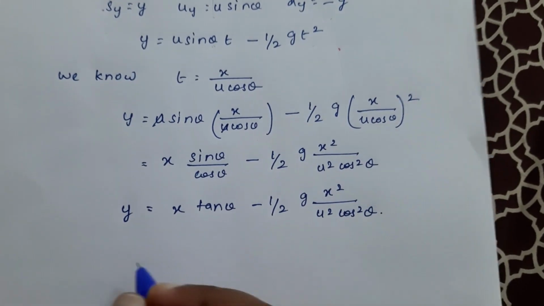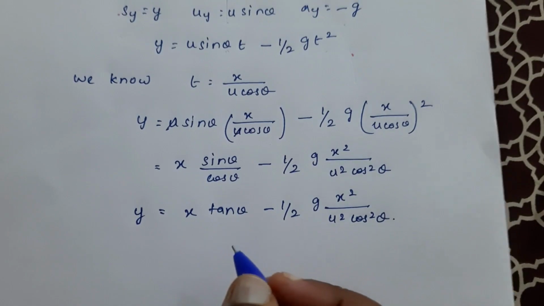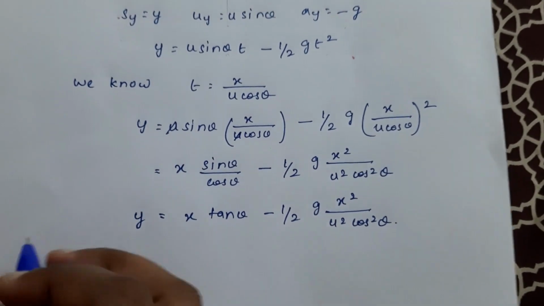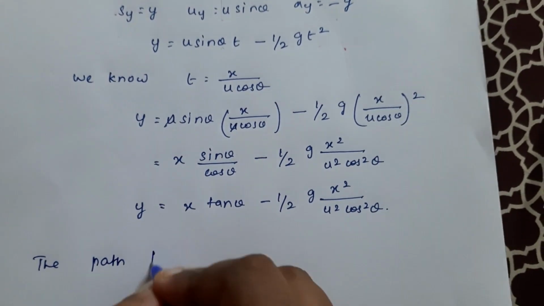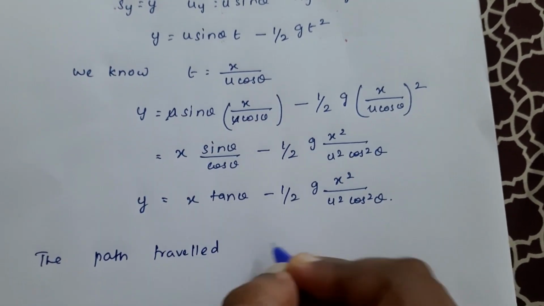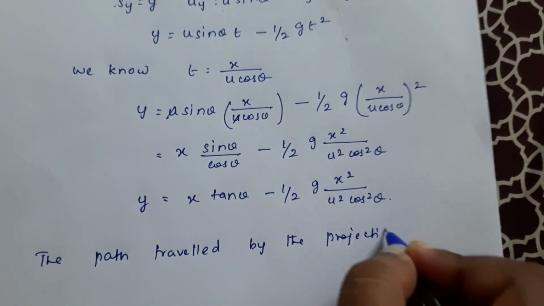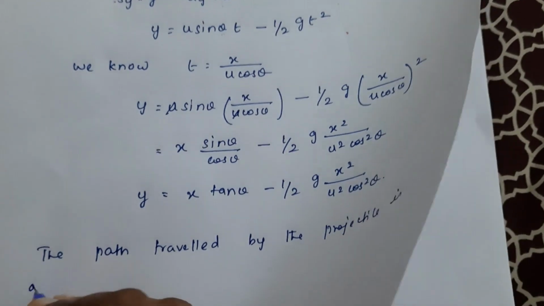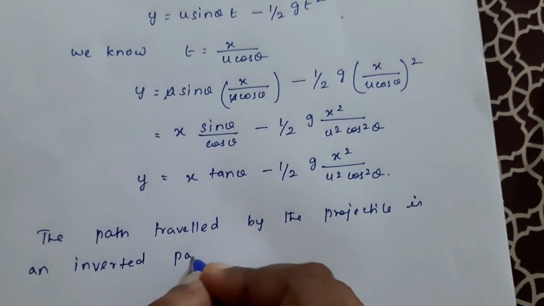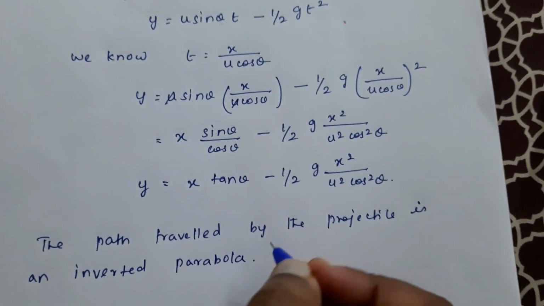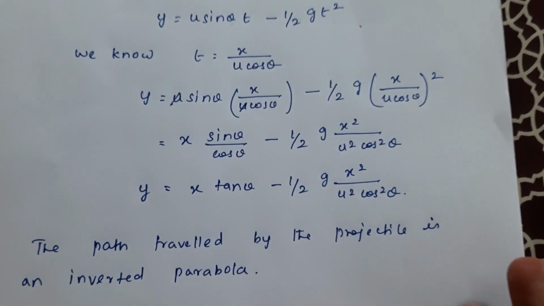Now this is an equation of a parabola, but here the equation is for an inverted parabola. So the path traveled by the projectile is an inverted parabola. So this equation represents the equation of a parabola.